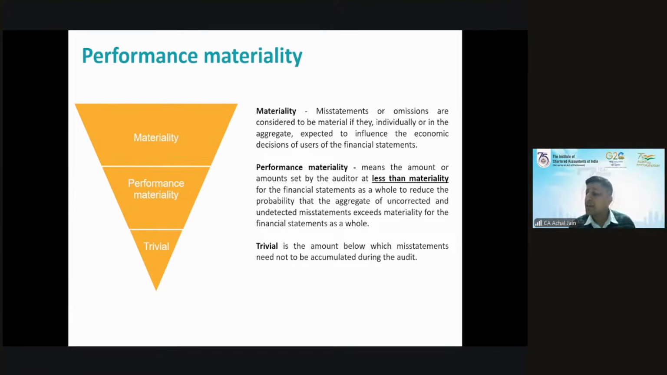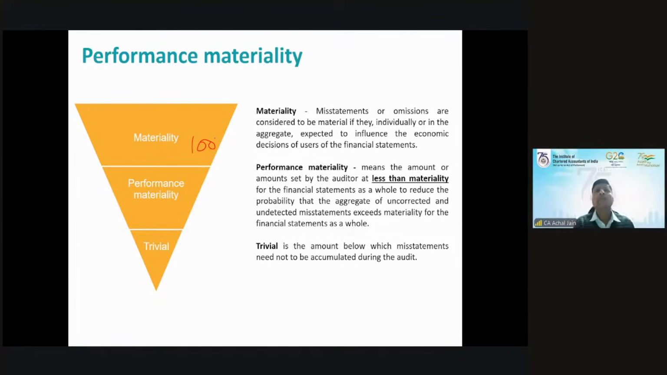But definitely there is a term called performance materiality, which is something for us to consider. That's important. Now, what is performance materiality? Let's suppose materiality is 100. There is another threshold which is required to be considered, which is lower than materiality.